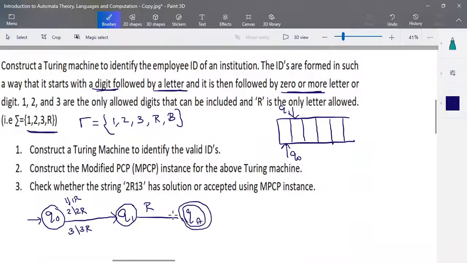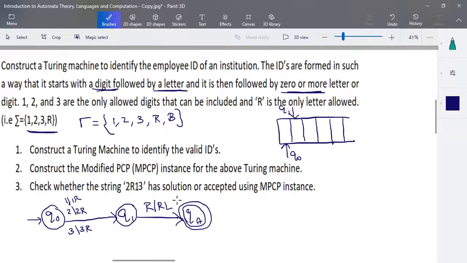Q accepting state. So this R will remain as it is, and we are making a left side move. While going for your acceptance state, either move left or right, it doesn't matter. But there is a step for modified PCP construction where, for a left side move, we have a specific way of representation. So that is why I made this left side move. You can either make it a right side move too. It is up to you.